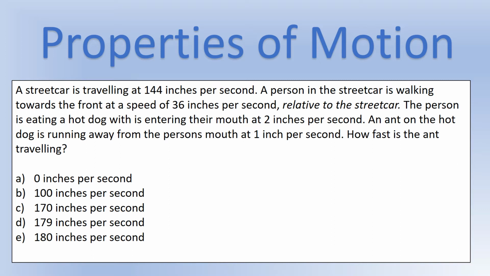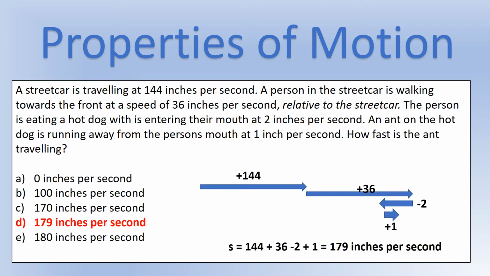Okay, so now you've had a crack. So I've represented this again with a diagram, as I always do, to make it easier for your working memory to process. So we know the person is moving in the same direction as the streetcar, so their two speeds would add together. The hot dog is going in the opposite direction, so we subtract 2, and the ant is going in the same direction as the people, so we add 1. And therefore we end up with a speed of 179 inches per second, as the speed at which the ant is traveling.